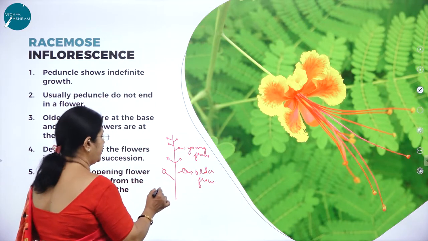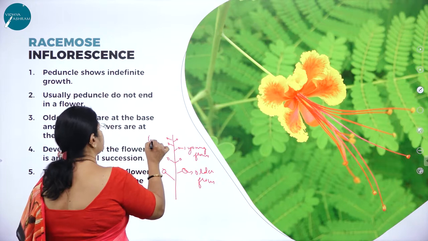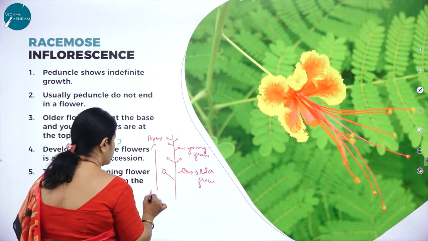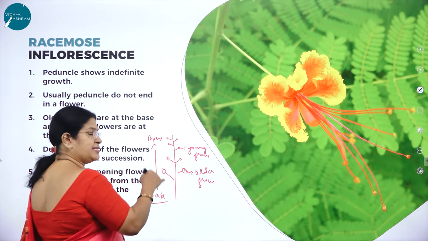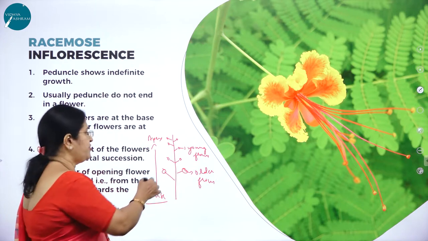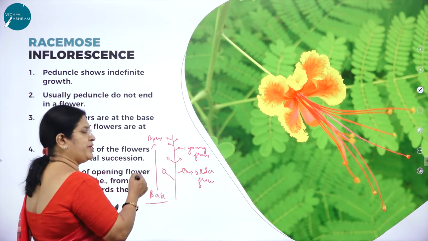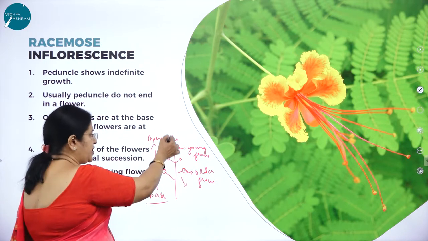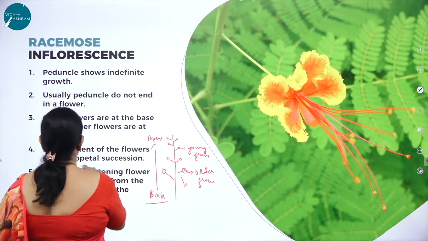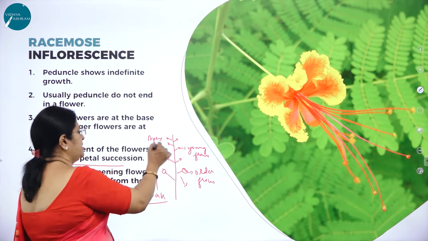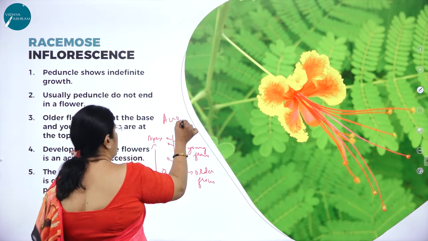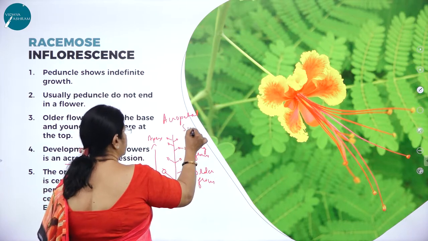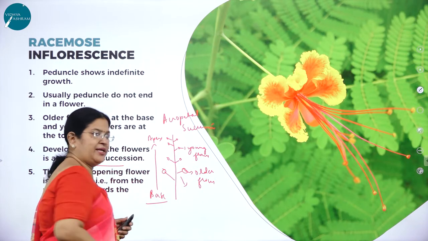So you can see here from base to apex. This is called apex and this is called base. And this arrangement of flowers from base to apex means what? Older flowers are at the bottom and the younger flowers are at the top. And this is called acropetal succession. This mode of arrangement is called acropetal succession. Hope I am clear, right?